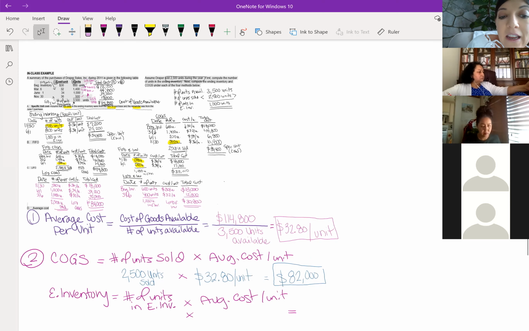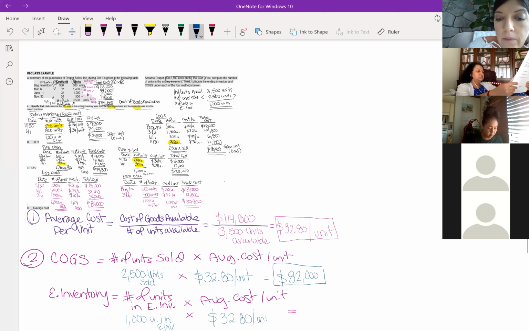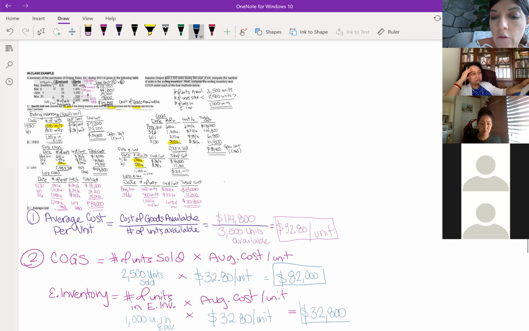For ending inventory, we're going to take the number of units in ending inventory. So 1,000 units in ending inventory times your average cost per unit, which is $32.80 per unit. So your balance for inventory is going to be $32,800 for average cost.